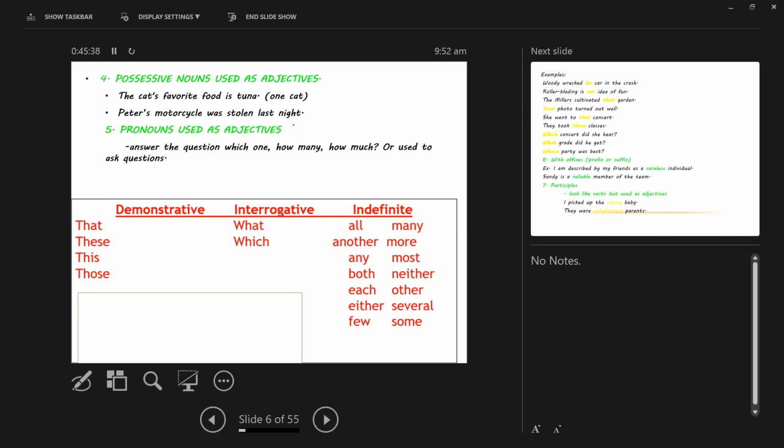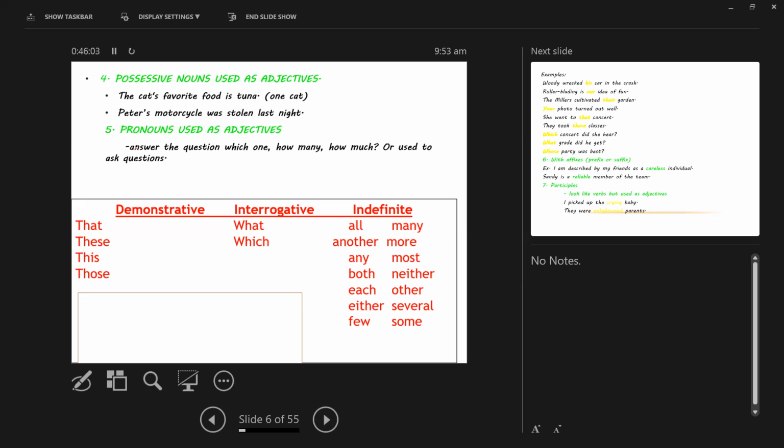Parang hindi ako sure kung clear. Yeah, okay. Now, last one, pronouns. O lahat na ng parts of speech naging adjective na. Proper noun, nouns, and pronouns. Well, yeah, English is very confusing. But there you have it. Pronouns can be used as adjectives as well.